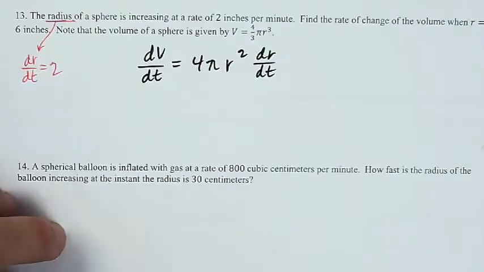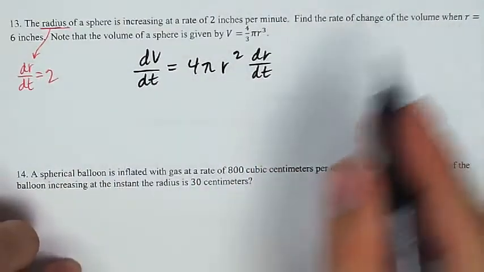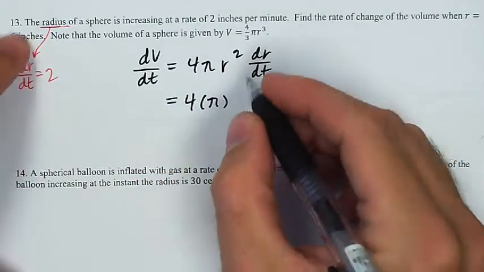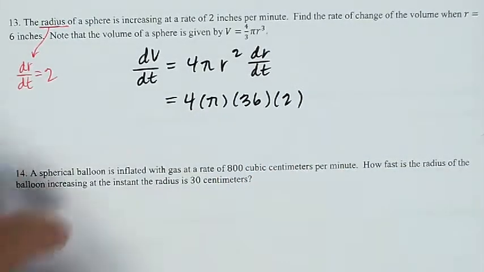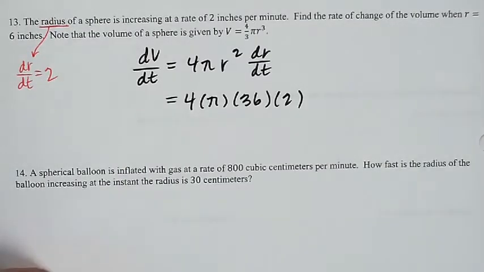Okay. I've got r, that's 6. I've got dr/dt, that's 2. So I should just be able to find the rate of change of volume by just plugging stuff in. So that's going to be 4 times pi times radius squared, which is 36, times dr/dt, which is 2, and that's going to be a perfectly fine expression for the rate of change of volume. I would say that the rate of change of volume is that number of cubic inches per minute, but in general they don't ask you for the units on these related rate questions, so you don't have to worry about it too much. All right.